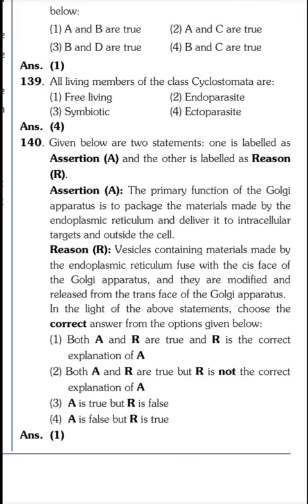Now, vesicles containing materials made by endoplasmic reticulum fuse with the cis face. The entry face, we call it as cis face, and they are modified and released from the trans face of the Golgi apparatus. So here both A and R are correct, and R is the correct explanation for A.